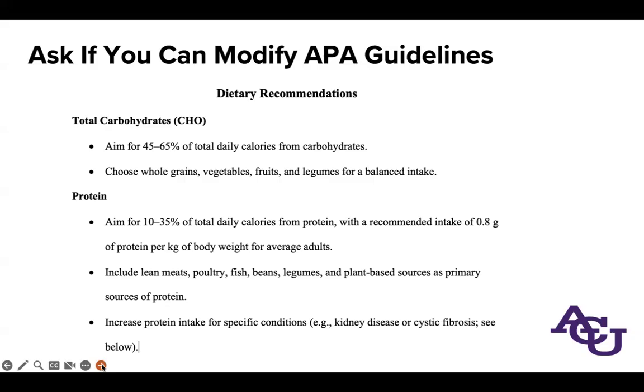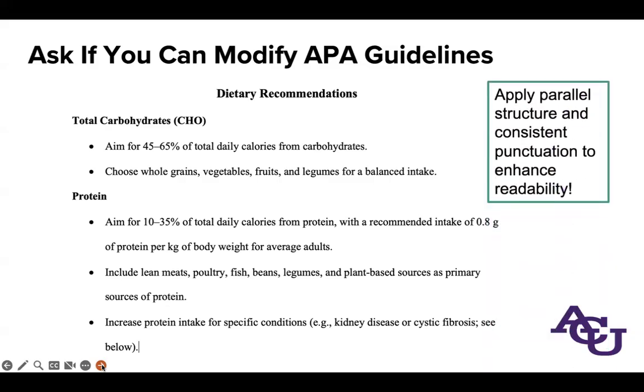If you can do something like this, with dietary recommendations centered at the top of your first page, and then each category that they're asking about listed, and then the bullets related to each category under that. So you can see in this case, though, I have made sure to apply parallel structure and to use consistent punctuation in this list, even though I'm going to ask if I can change APA guidelines to do it this way.